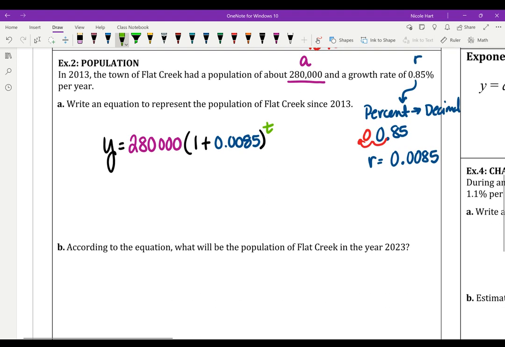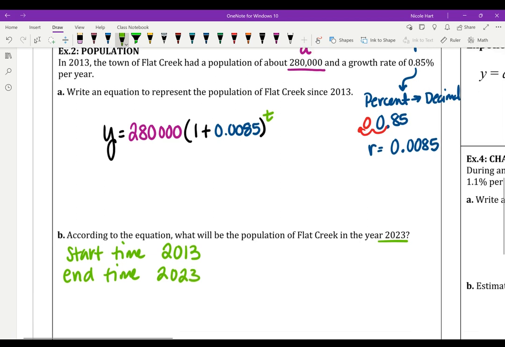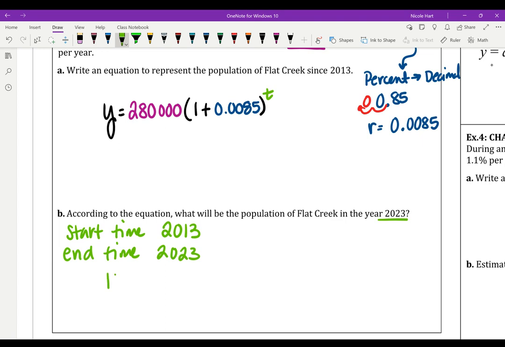Part B of this question is asking us what the population will be in the year 2023. Well, our initial amount, our starting time, is 2013. So they want us to do the year 2023. So we need to figure out how many years that has been to find out t. So that is 10 years. You can just subtract them. So t is going to be equal to 10. So I'm going to take that 10 and plug it into my equation.